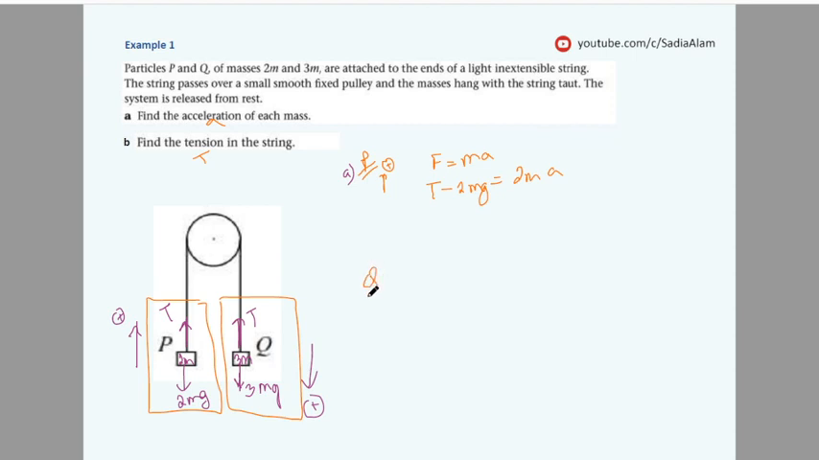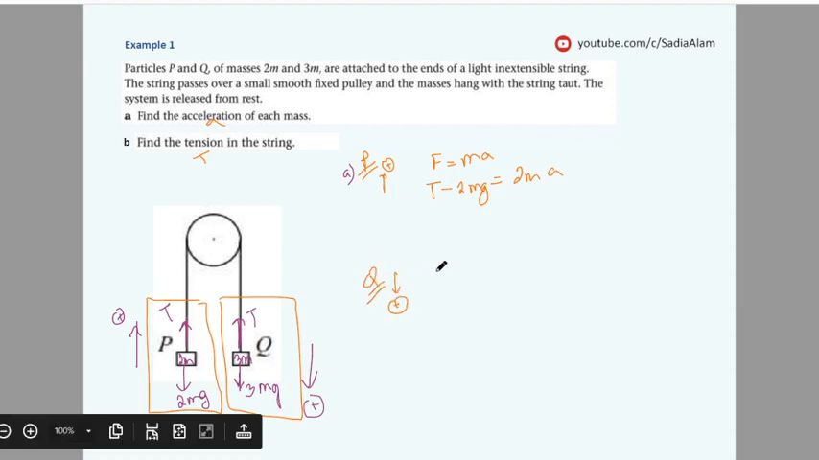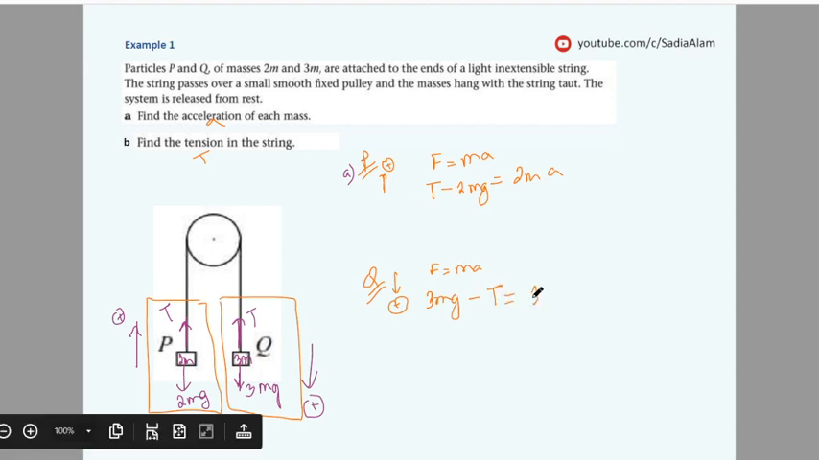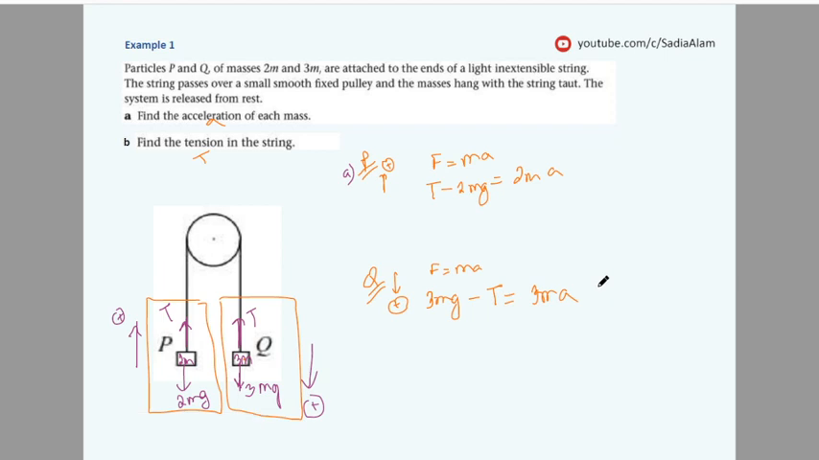So for particle Q, you need to take downward as positive since it's moving downward. So F equals ma. So downward is 3mg. Tension is upward, so negative. m is 3m. So for this one, I always just subject T because we have coefficients with a, right? So it's always easier to subject T.